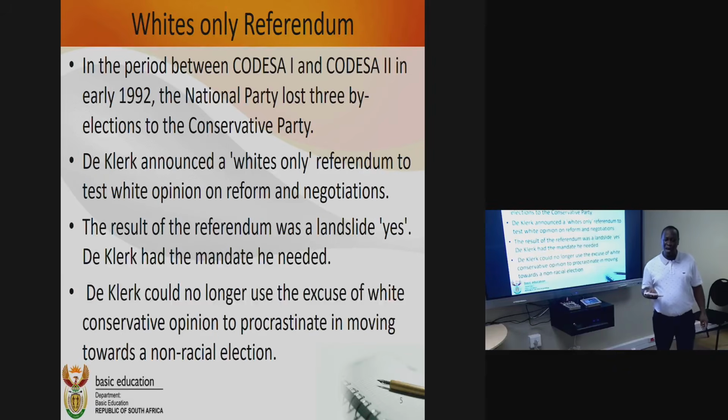What was the outcome of the whites-only referendum? The outcome was a landslide victory for de Klerk. In other words, 60% of the whites that voted agreed that de Klerk must continue with the negotiations. So now de Klerk could no longer use the excuse of white conservative opinion to procrastinate in moving towards a non-racial election. Since the majority of the whites agreed that de Klerk must continue with the negotiations, there was no way, because of the 40% that voted against, that he could pull out. So he was forced to continue with the negotiations.